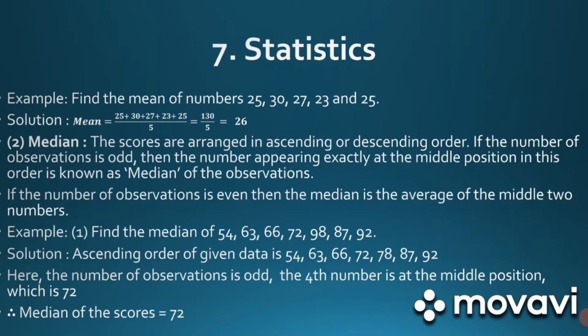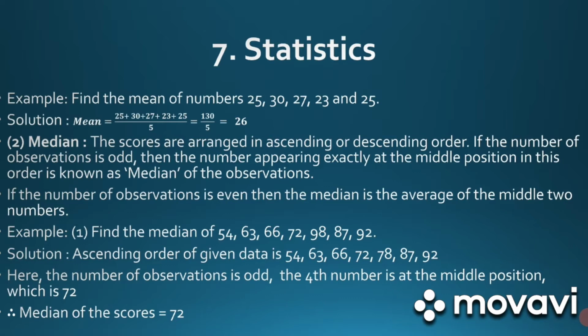Let us study the next measure of central tendency, which is median. The scores are arranged in ascending or descending order. If the number of observations is odd, then the number appearing exactly at the middle position in this order is known as the median of the observations. If the number of observations is even, then the median is the average of the middle two numbers.